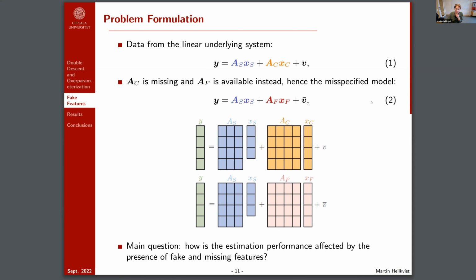I just want to note also that we're not considering a setting here where we want to get rid of the fake features or detect them in any way. Instead, the main question we ask is, how is the estimation performance affected by the presence of these fake features? So what happens if we just blindly go and do this? Because we think that's an interesting question that can be interpreted in many different ways.